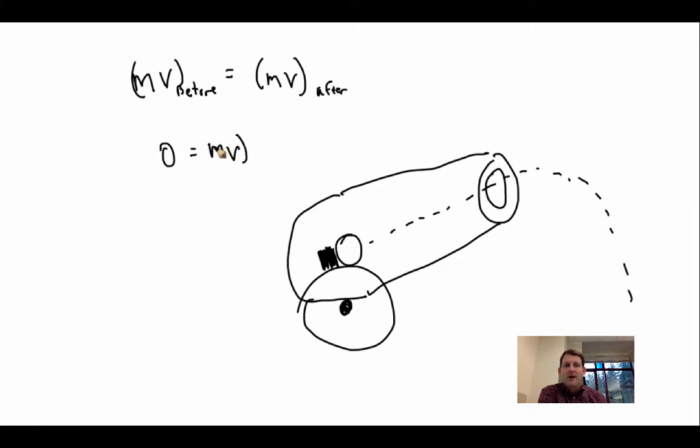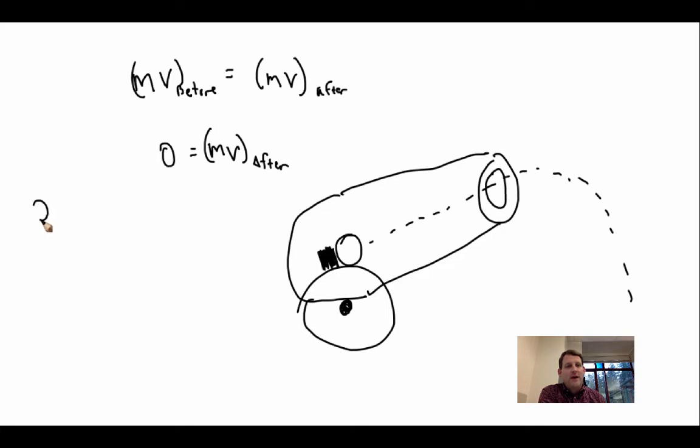Now you might say, well, Mr. Haza, that's crazy talk, because obviously the cannonball is going to be moving really fast and it has mass, so it's going to have momentum. But the thing we have to look at is, after the explosion happens, there's going to be two momentums. The cannonball is going to be pushed forward. The cannon is going to be pushed backwards. And their two momentums have to be accounted for.